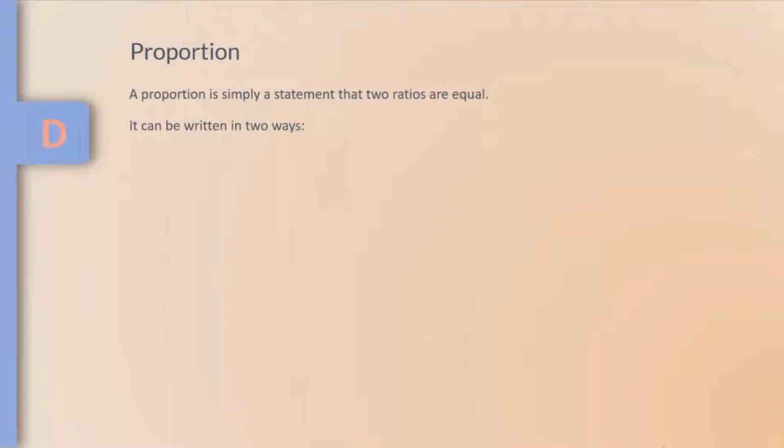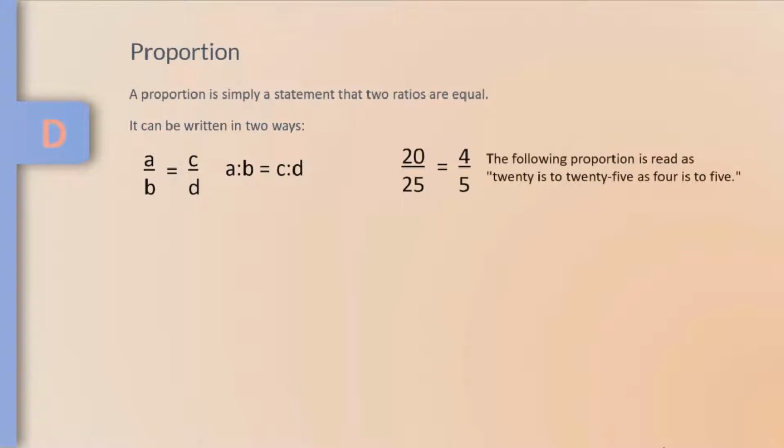It can be written in 2 ways, either by writing it in fraction form or writing 2 ratios separated by a colon. How about this one? How do you read this proportion? This can be read as 20 is to 25, as 4 is to 5.